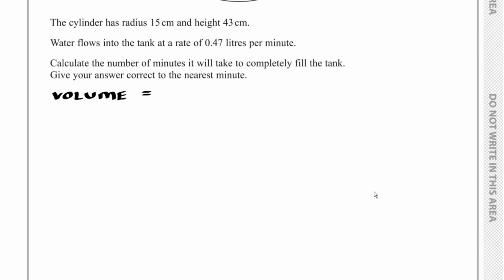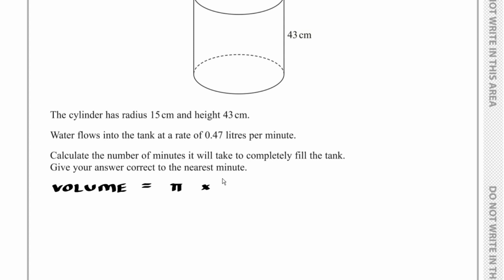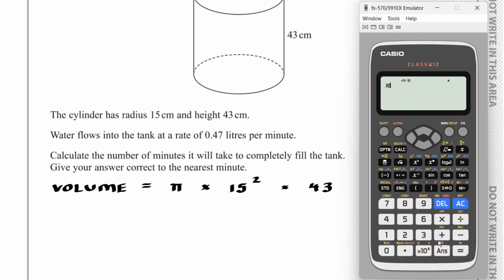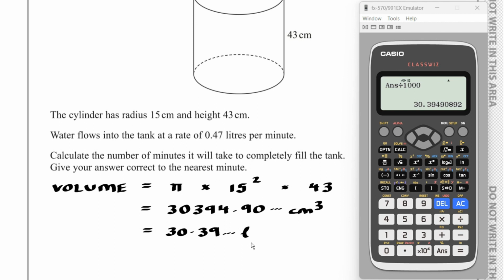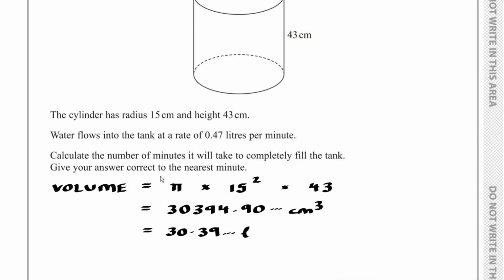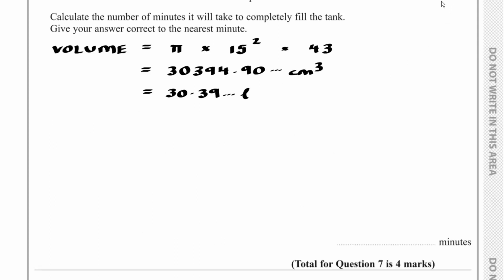The volume is equal to pi multiplied by 15 squared, so that's the area of the base, multiplied by the height of 43. So pi multiplied by 15 squared multiplied by 43 is equal to 30,394.90 etc. centimeters cubed. Now to convert this into litres, we need to divide this by 1,000. And doing so, we get 30.39 etc. litres.